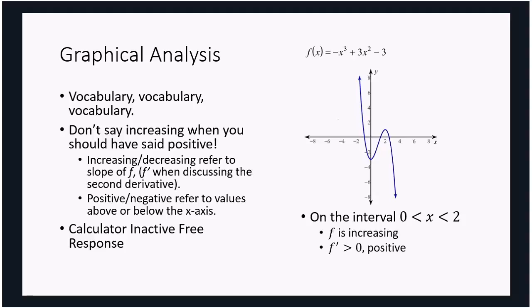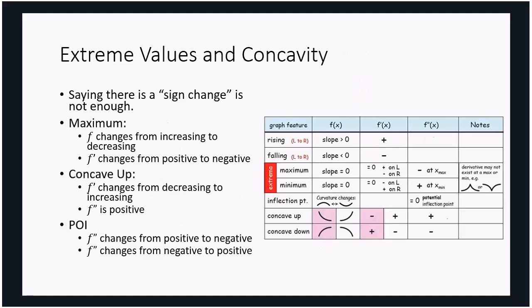Very heavily tested skill. Okay, extreme values and concavity. In the archives, I found this beautiful graph. It's a table, whatever we want to call it, that has all the language we need. It has all the signs we need, everything we need to really analyze a graph. And scholars really seem to grab onto this. I have it in the archives, and I can also send it if anyone just wants to reach out and ask me for it. So on here, I want to go back to the sign change.